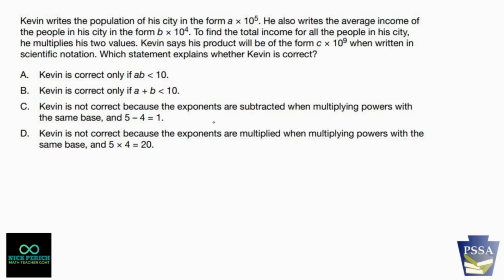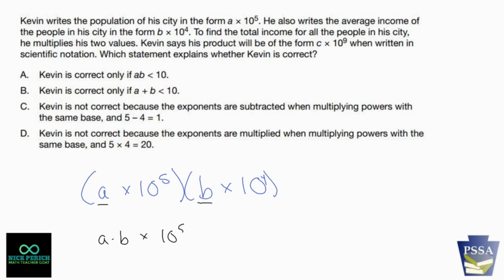So what we have to understand is I don't know what A is, I don't know what B is. But if we multiply this together, A times 10 to the fifth times B times 10 to the fourth. Let me get rid of that stray mark because I almost wrote that 4 in the wrong spot. If we're thinking scientific notation thoughts, technically what this is, A times 10 to the fifth times B times 10 to the fourth. So if I want to, I can move stuff around and say A times B times 10 to the fifth times 10 to the fourth.